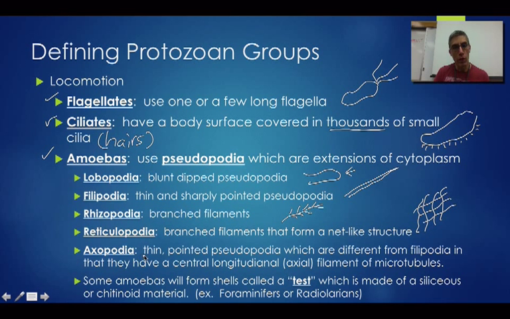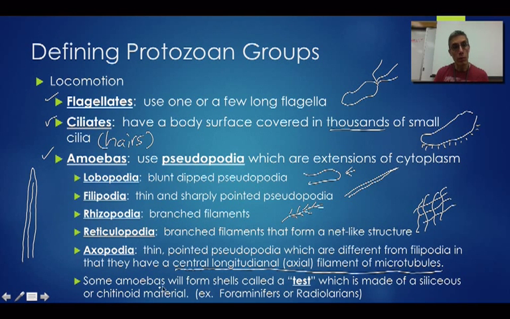Now, axopodia are very similar to the filopodia. If you notice, they're still thin and somewhat pointed, but the difference is that they have a central longitudinal axial filament of microtubules. A microtubule is just a cell structure. So in addition to looking something like this, thin and pointed, they're also going to have a very rigid inside to them. That makes them a little different from the filopodia.